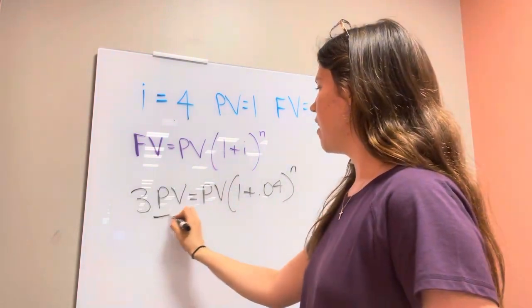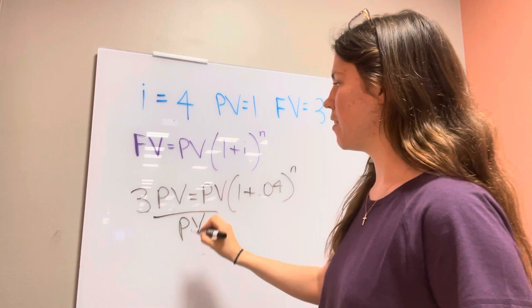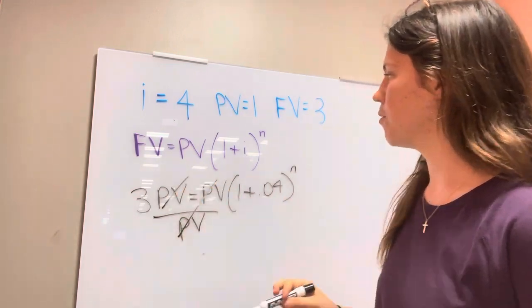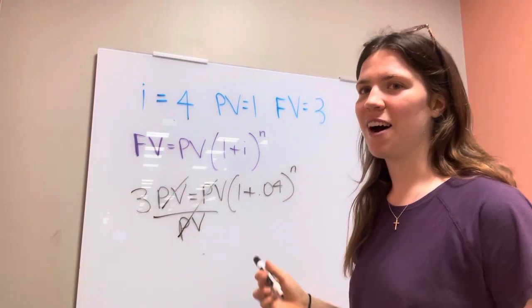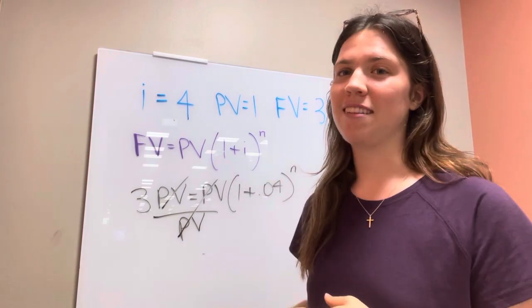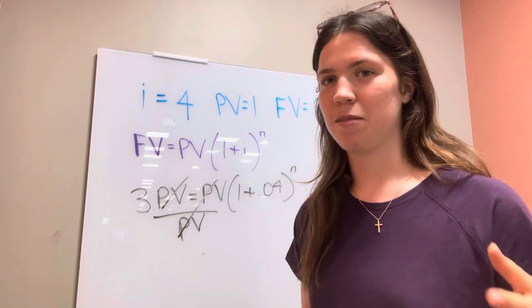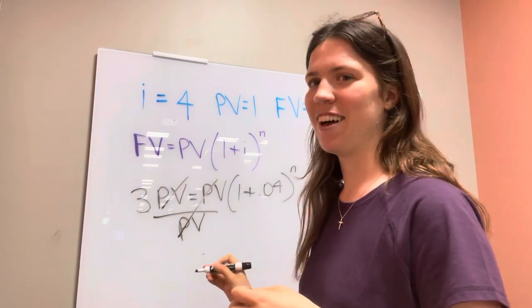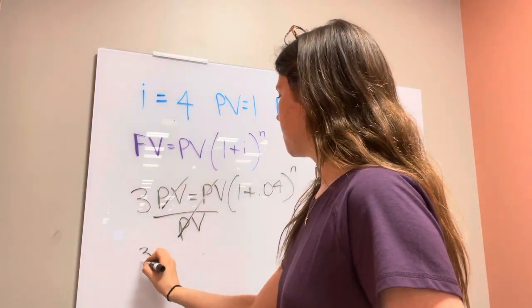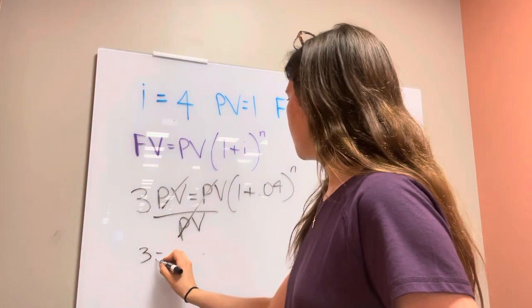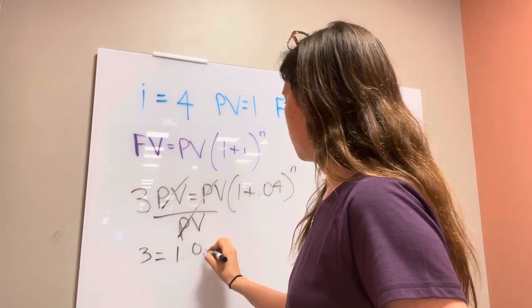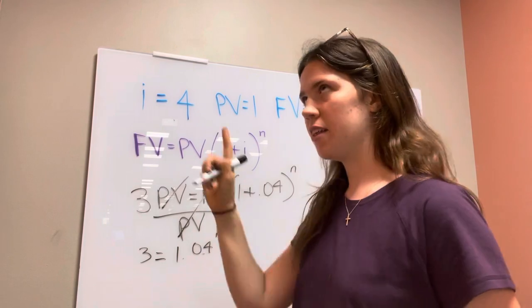So what you can do now is divide by PV on both sides. So this will cancel out this over here. Obviously, you didn't have to go through all these steps, but I'm just showing you because the numbers are easy, so when it gets more complex, it'll be easy to follow. So then we go 3 equals 1.04 to the n power.